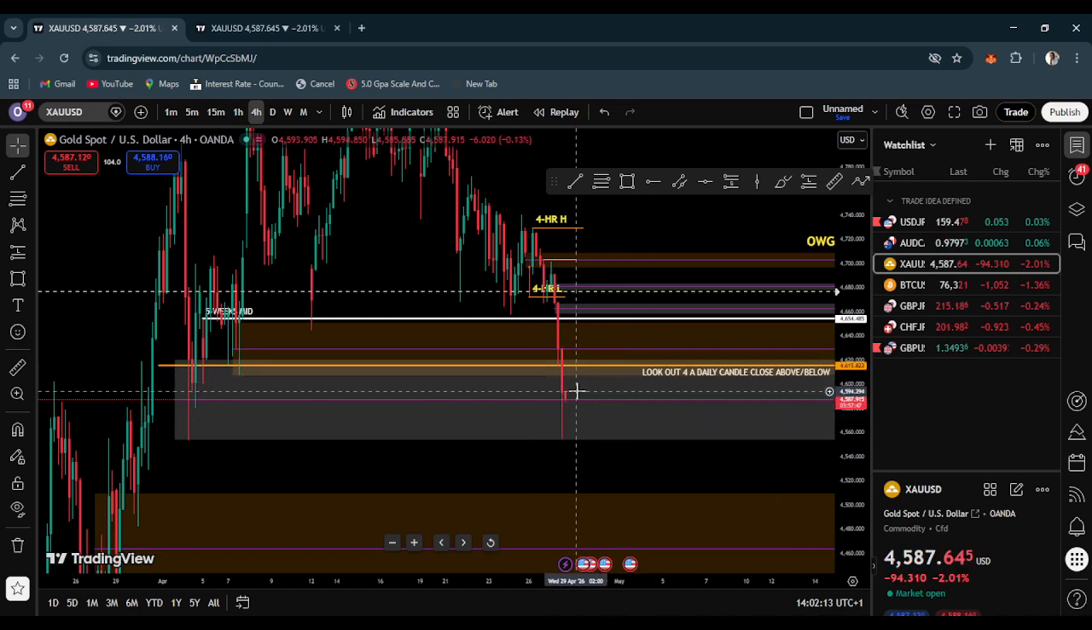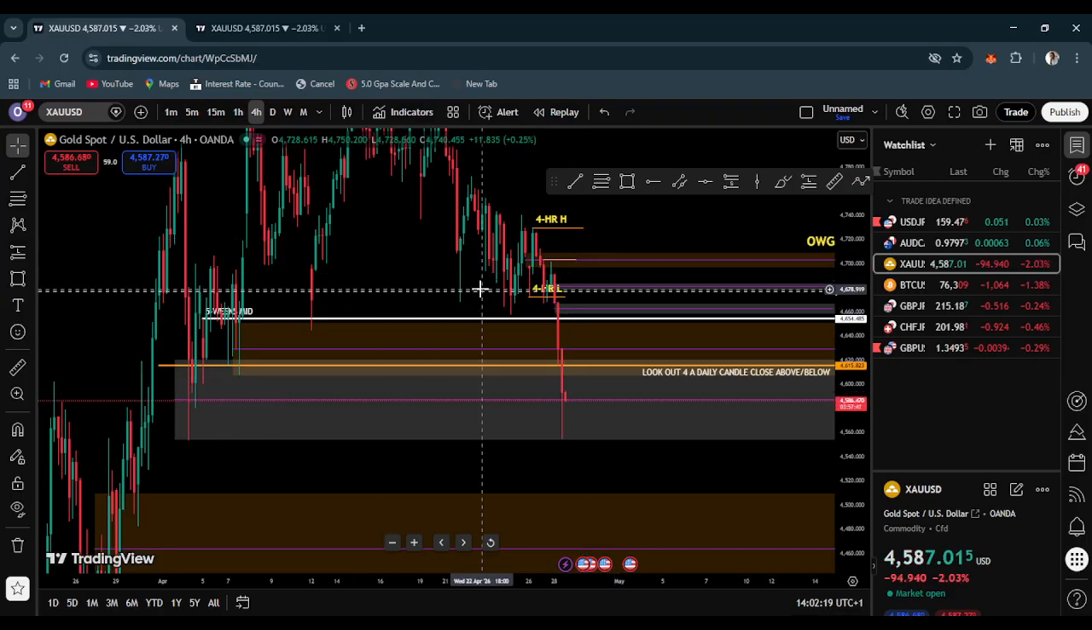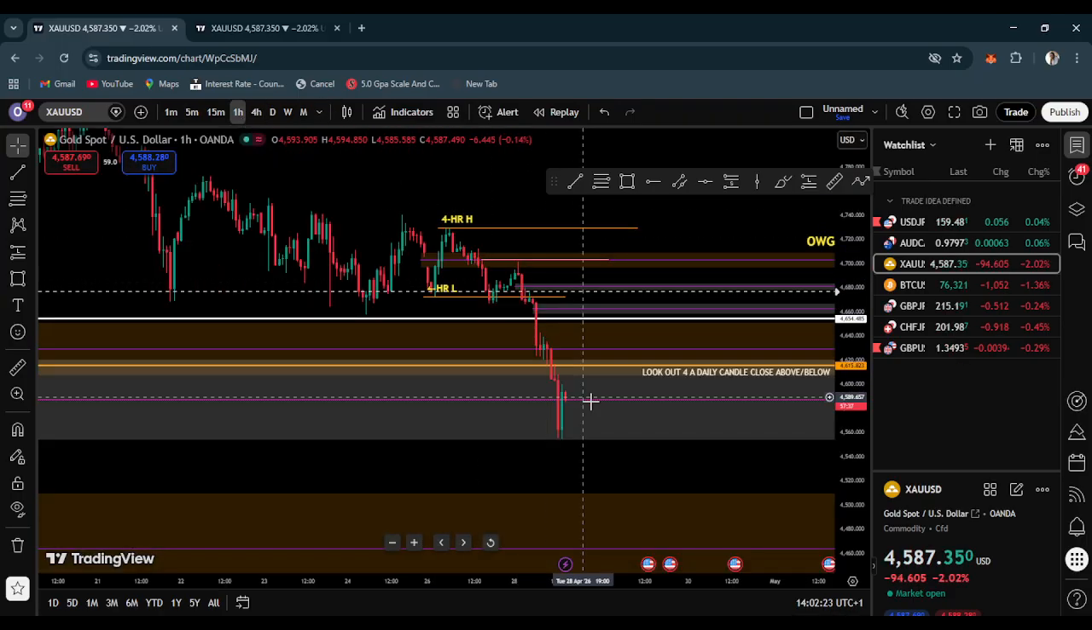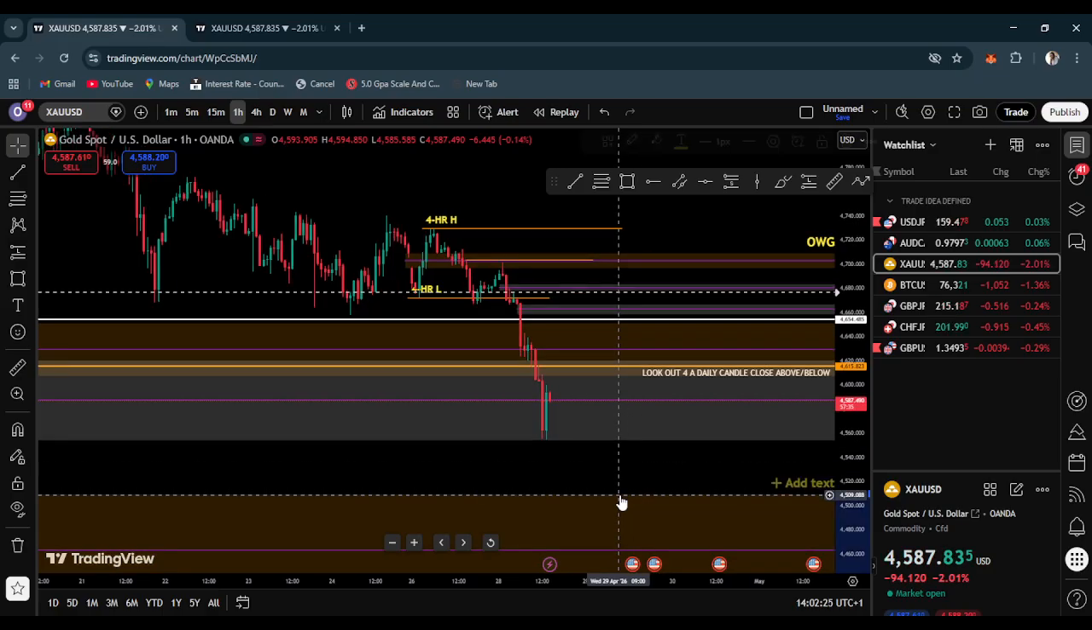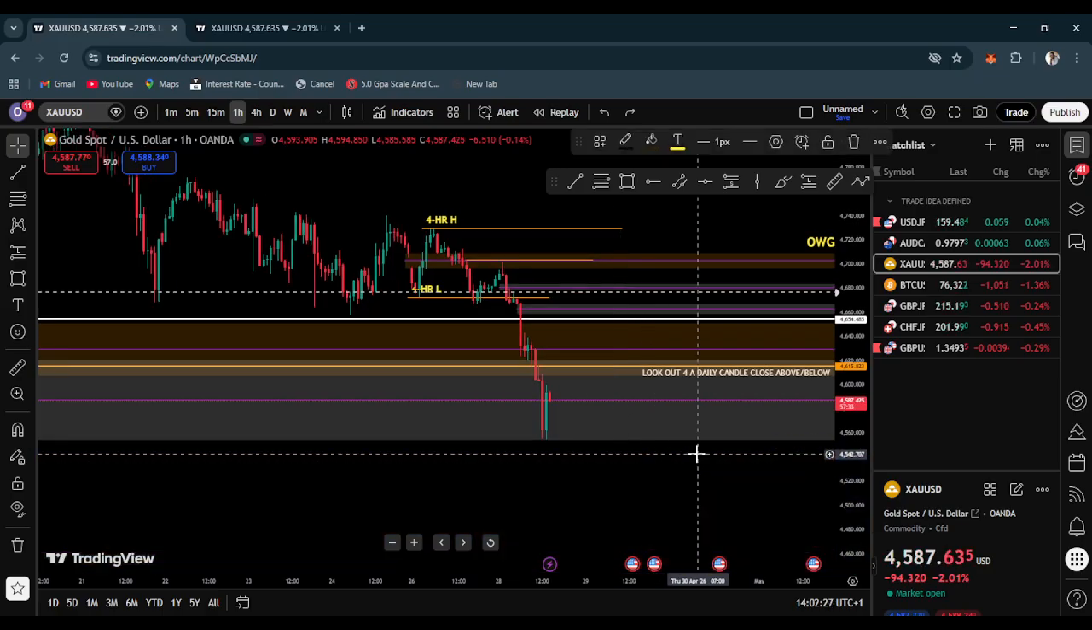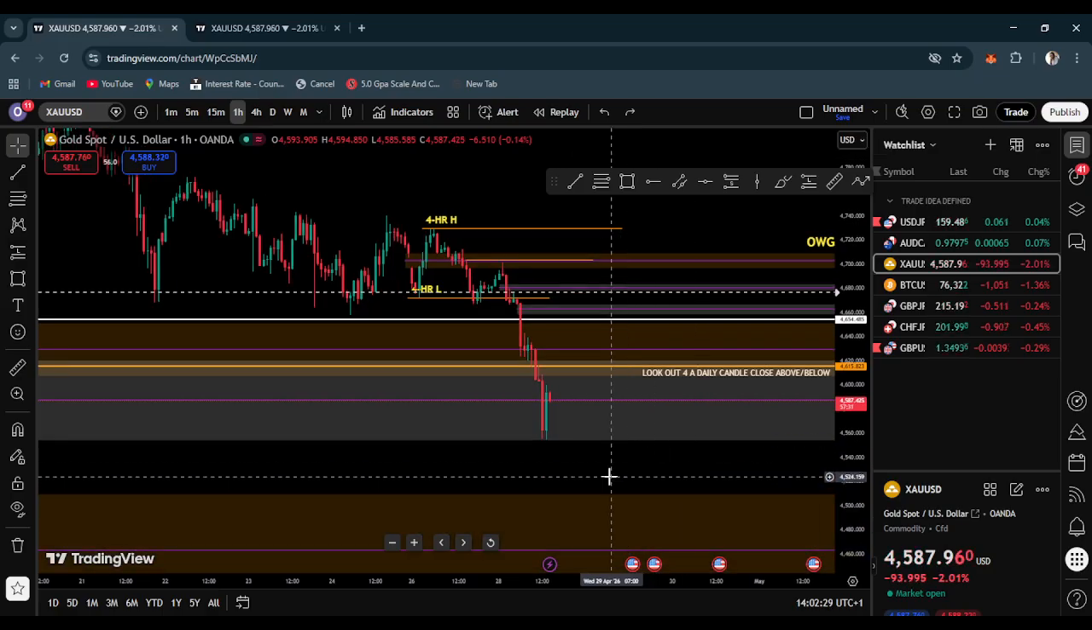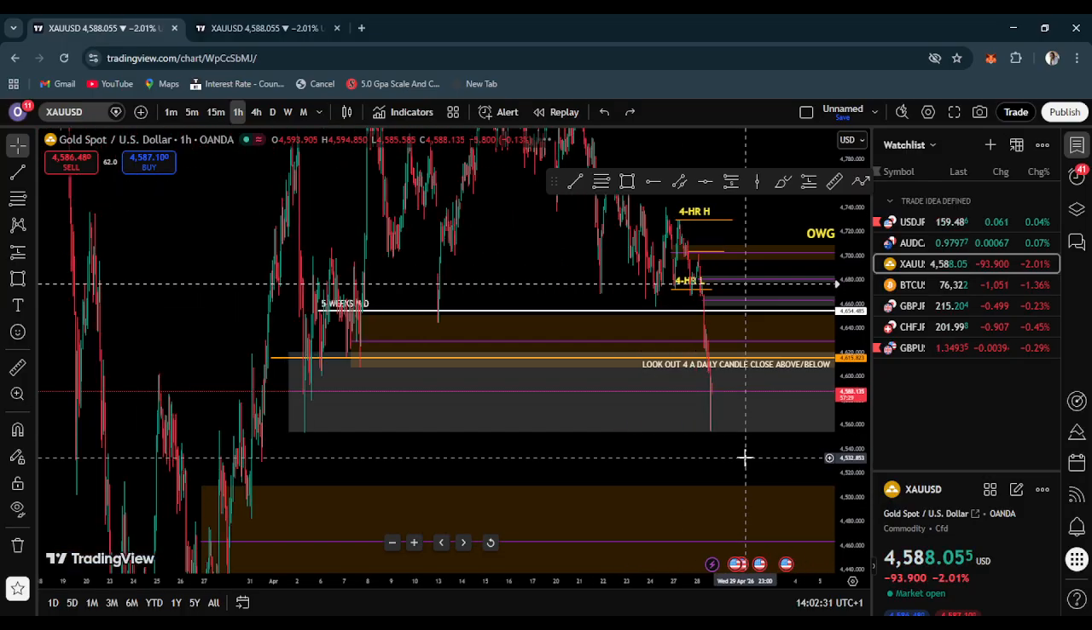Though, do we want to place any trade per se from here? No, not really. But let's go back to where we're coming from. We go to the 1 hour time frame and see how the market has behaved from the 1 hour time frame perspective.